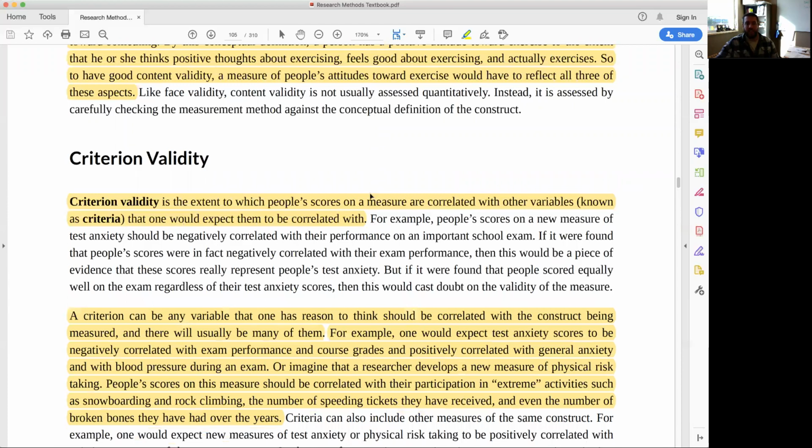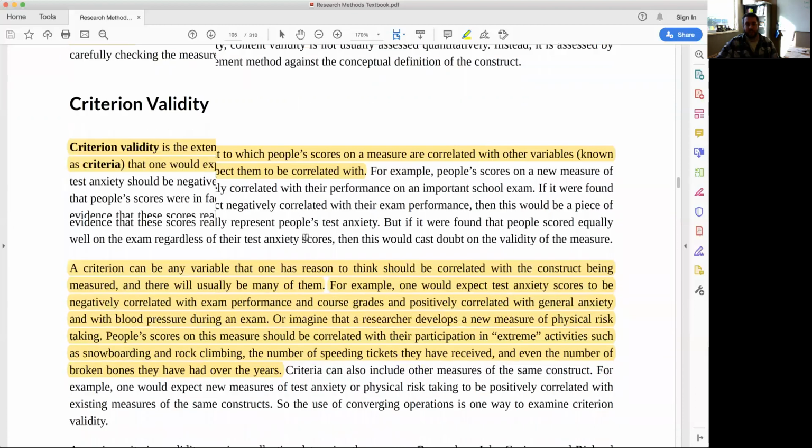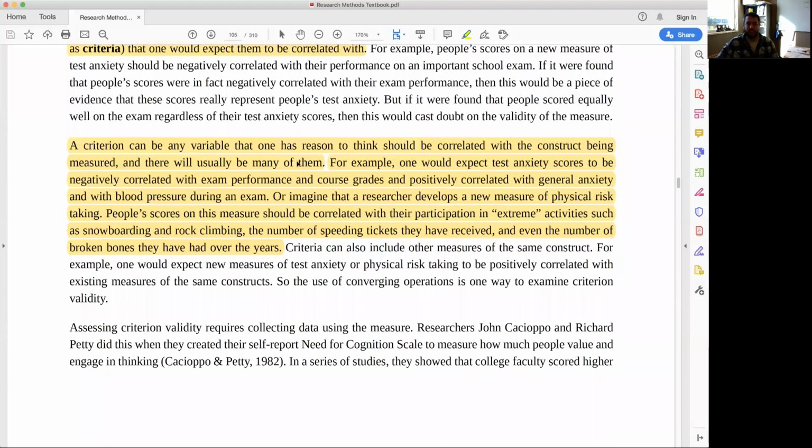Criterion validity then is the extent to which people's scores on measures are correlated with other variables, known as criteria, that one would expect them to be correlated with. So you read through the questionnaire and ultimately you're like, let's just see what people score on it. You take their scores and you're like, in my mind, if somebody is scoring high on this variable, on this construct of interest, they should also be scoring high on this one. And you see, does that make sense? Or scoring low, where this should be opposite.